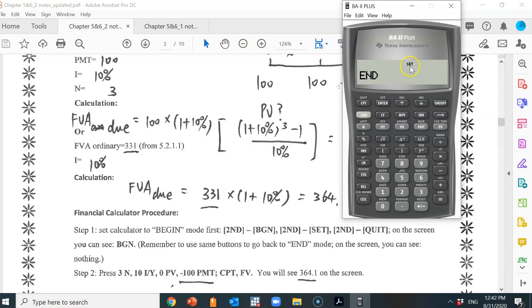The instruction on the screen tells you that we can use set to change the setting, and it's the same button as enter. So I press second, set. You can see the screen changed into BGN, begin. Let me just press second quit. Now you see there's BGN on our screen, meaning any payment you input now will become annuity due, which occurs in the beginning of each period.